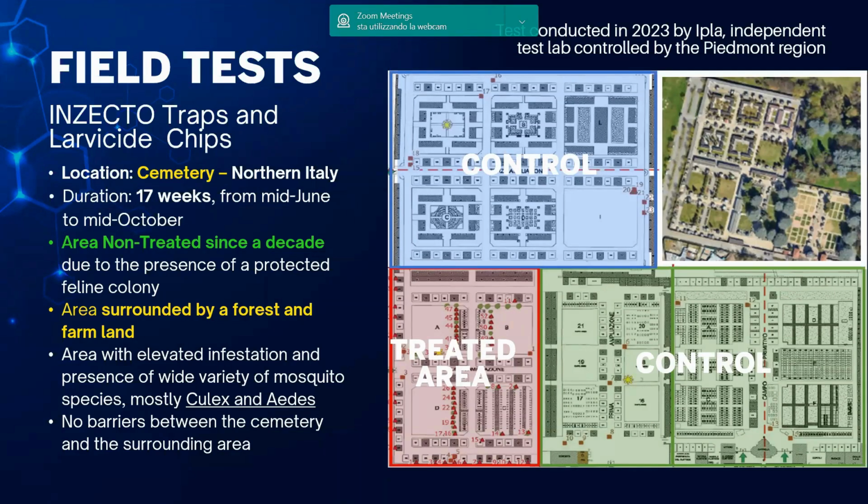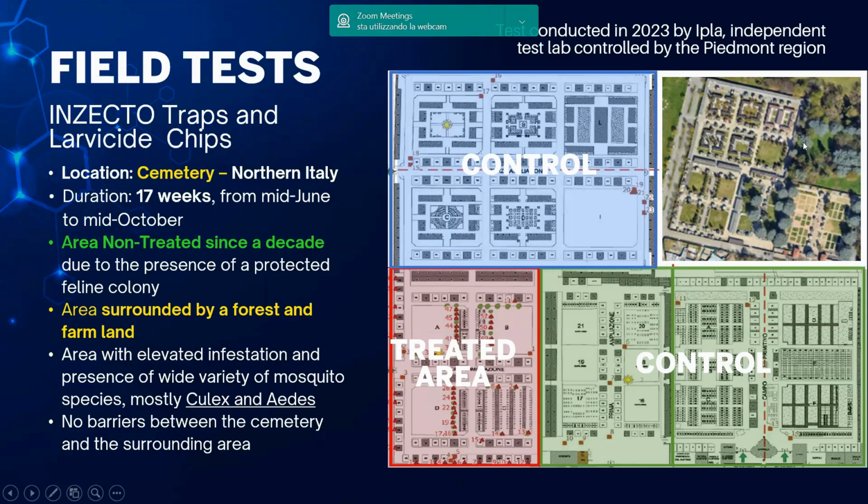How does it work? This is the biggest challenge where we put our traps to the test. This is a test that was run in a cemetery in northern Italy. As you can see from the picture above, this is an old cemetery surrounded by agricultural pasture and by a little forest. The walls that separate the different sections, but also from the outside, are very low. So mosquitoes can very easily go in and out of the cemetery.